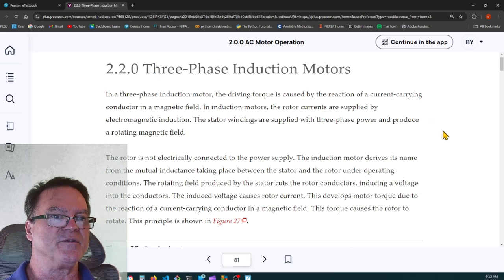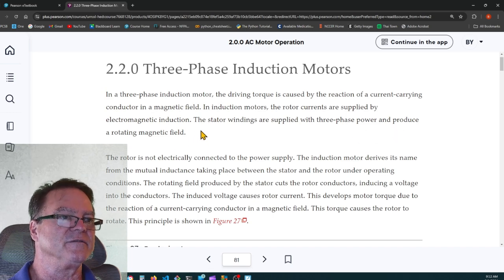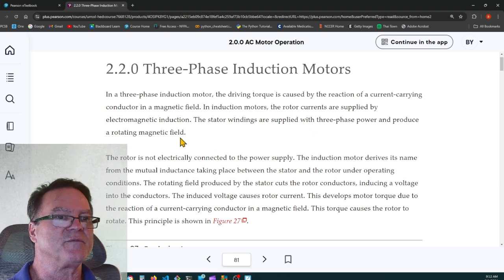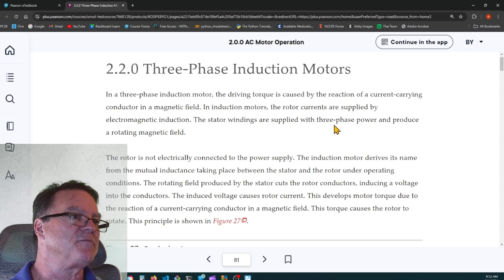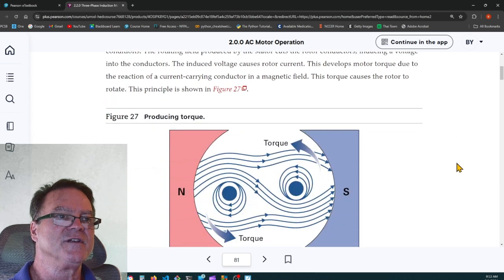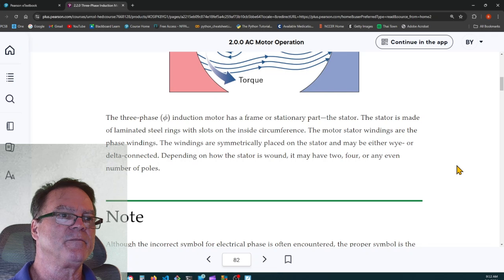Three-phase induction motors. In a three-phase induction motor, the driving torque is caused by the reaction of a current-carrying conductor in a magnetic field. In induction motors, the rotor currents are supplied by electromagnetic induction. The stator windings are supplied with three-phase power and produce a rotating magnetic field. So they're going to talk about the squirrel cage motor.